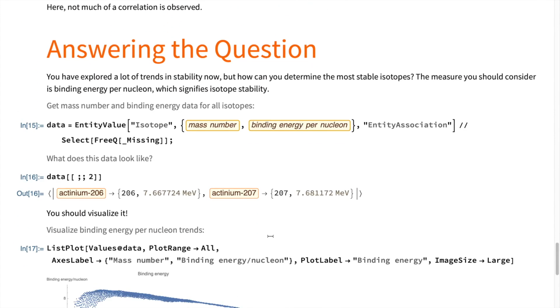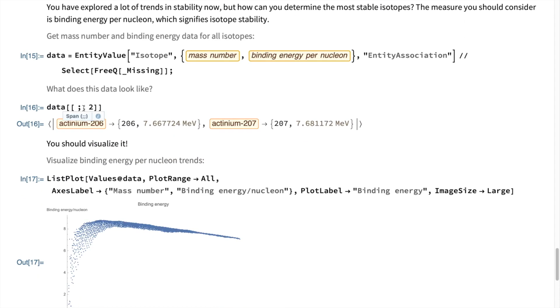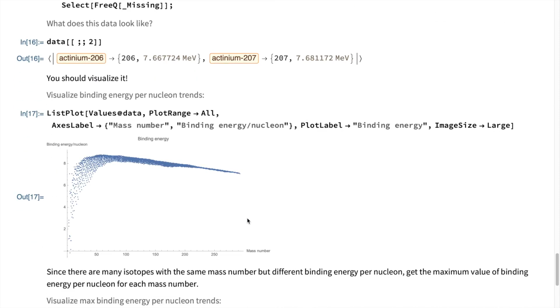Finally, let's hop into answering our question. We explored all these trends and factors in stability, but how can we get a direct solution to our problem? Binding energy per nucleon. This measurement basically signifies how strongly glued the nucleus is, which signifies its stability. We'll now construct some new data using the entity value function. For all isotopes, we'll set up an entity association between them and the list of both their mass numbers and binding energy per nucleon. We can look at a sample of this data by taking the first 2 elements using the span function. As always, let's visualize this data.